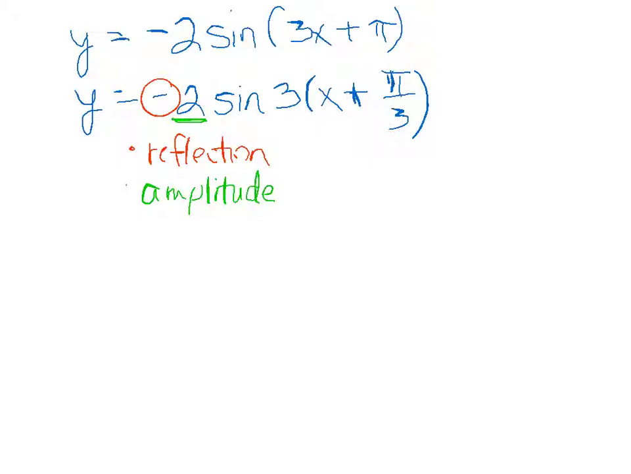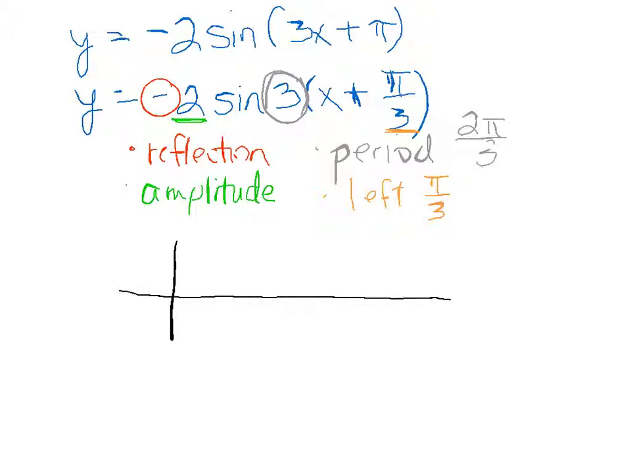The 3 out here helps you find your period. So the period is going to be a length of 2 pi over 3. 2 pi over 3 is the length of it. Then the last thing is you have a phase shift, and your phase shift is going to be this value right here. Since it's a plus pi over 3, that is left pi over 3.